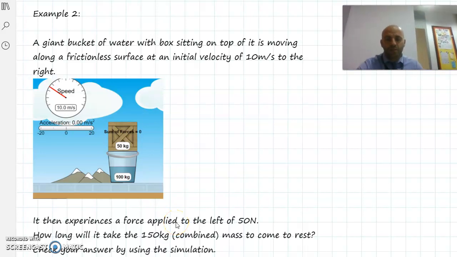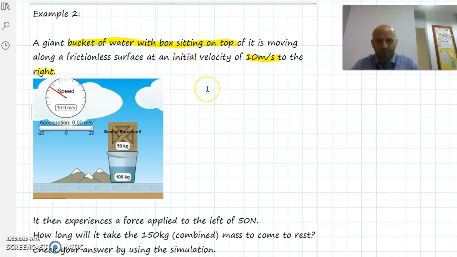Okay, so this is the next one in the series about the force-time momentum relationship. We've got a giant bucket of water, you'll see why I'm saying this, with a big box sitting on top of it, moving along a frictionless surface at an initial velocity of 10 meters per second to the right. Bit of a bizarre example, but I'll show you in a second.